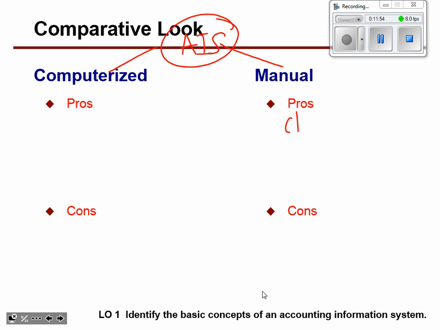Cheap. Could we come down to a computerized con and the opposite of that? It's expensive.